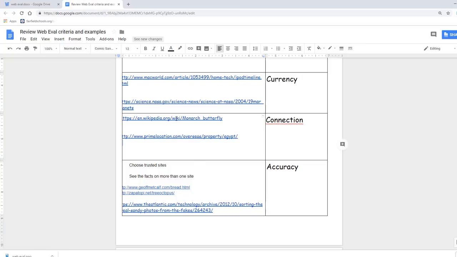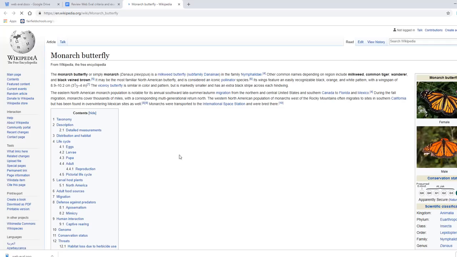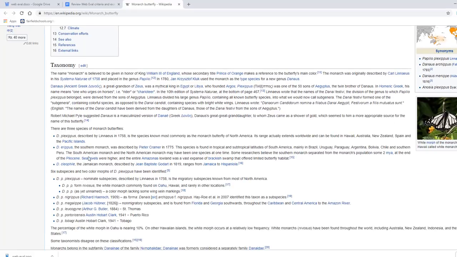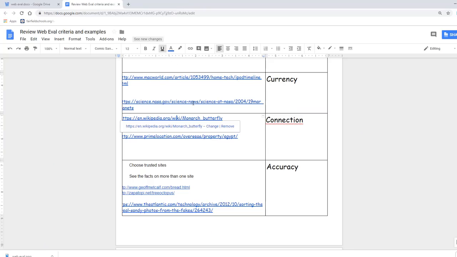Connection is really about, can you read it and does it have to do with my project? So let's look at a Wikipedia article. Wikipedia is fine. I don't mind Wikipedia, but I find it's really hard to read. This one has an awful lot of Latin terms and things I don't understand in it. So even I probably wouldn't use this as a good site because I don't get it. So definitely you have to be able to read it.